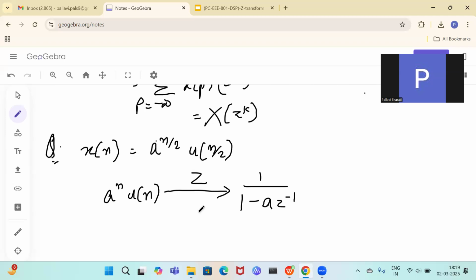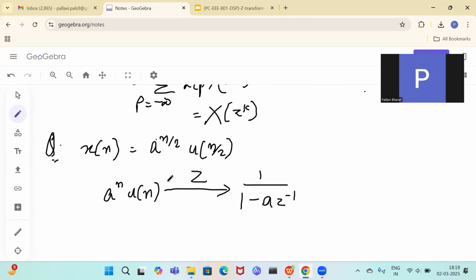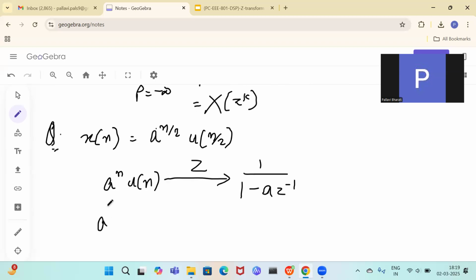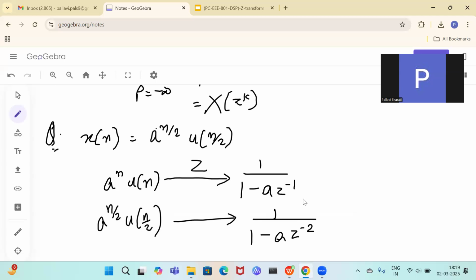Now, by the property of the Z transform, you know that z has to be replaced with z to the power k. Here, what is k? k is 2. So wherever there is z, you will replace it by z squared. So let's go ahead and do it. A to the power n by 2, u of n by 2 is going to become 1 by 1 minus a z to the power minus 2.